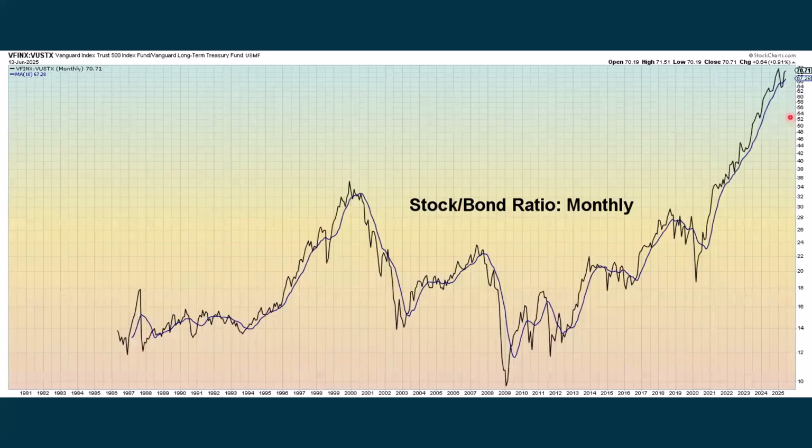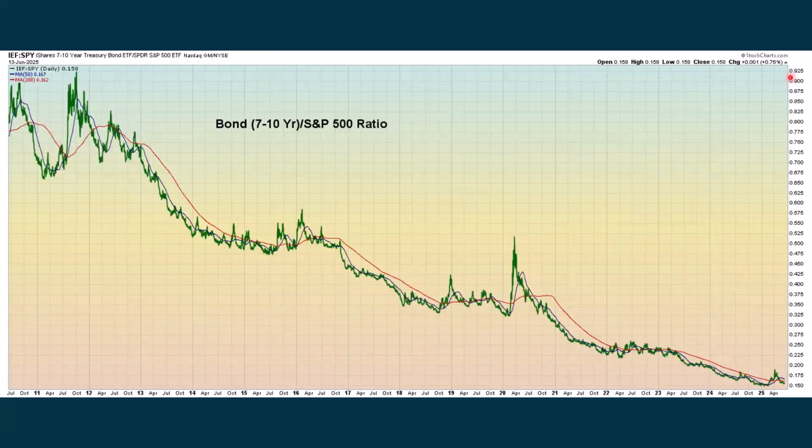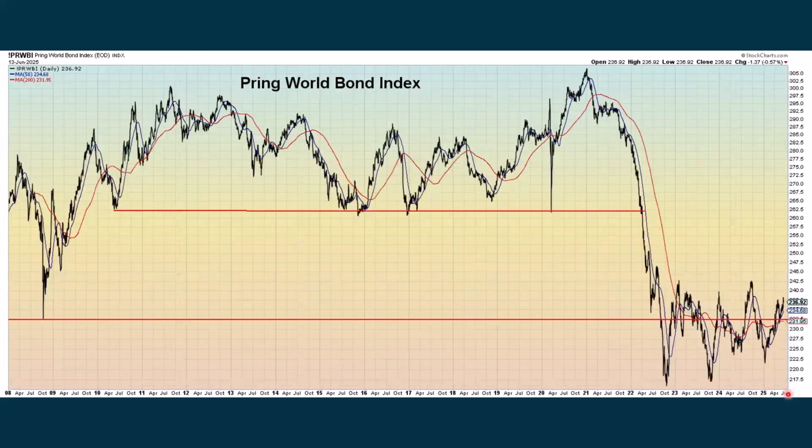And then we're only halfway through June, but this is a monthly chart of the stock to bond ratio, which really took a hit as we were coming down. Now it's continuing to improve. And this is a daily chart showing the bond to stock ratio, where when the S&P was really going down, this ratio was going up. Now that the S&P has been recovering, this ratio is going back down and it still continues to decline.